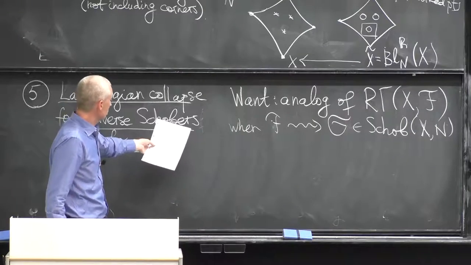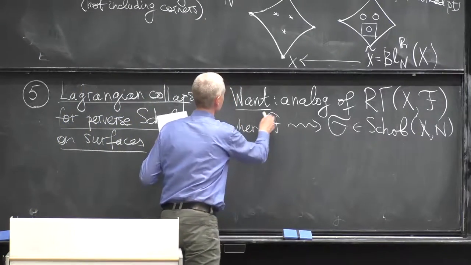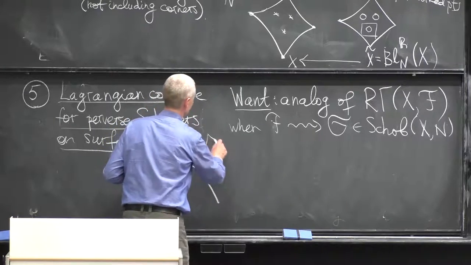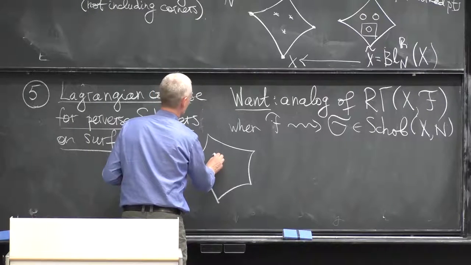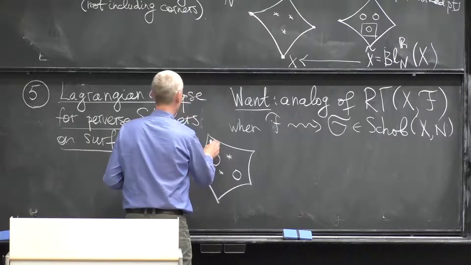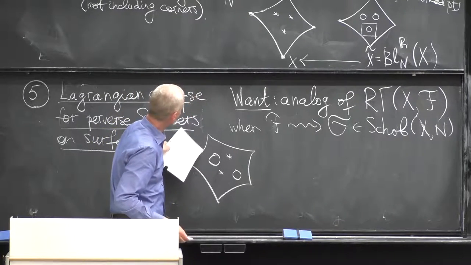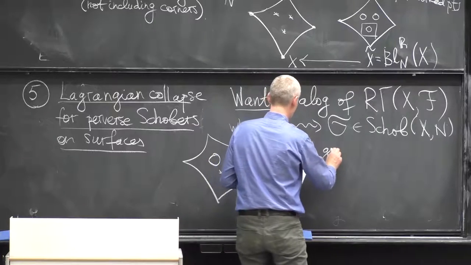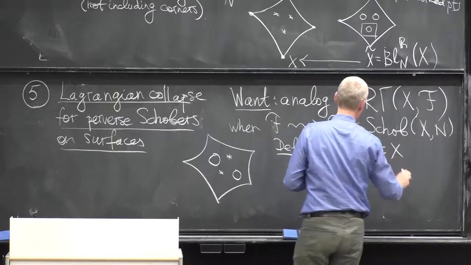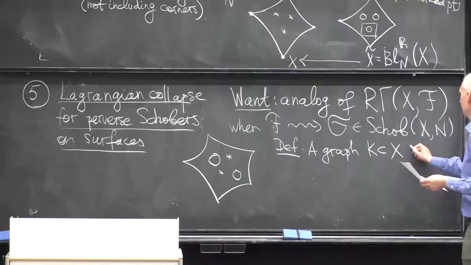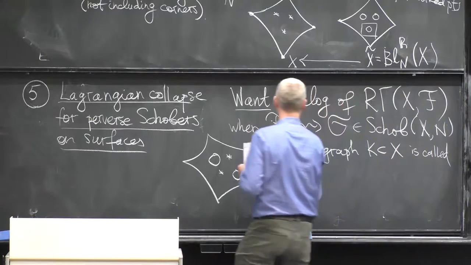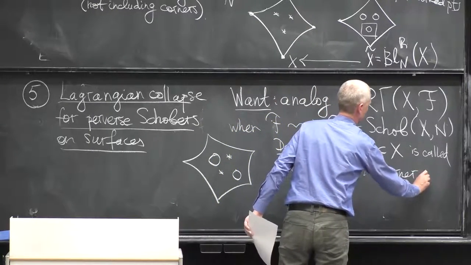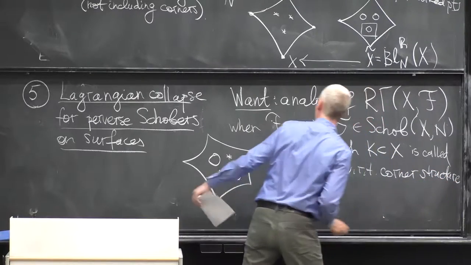So then let me recall and slightly amplify what I said at the first talk about the graph and collapse for sheaves. So we may imagine now our surface possibly with corners. And we say, so let's make a definition. A graph K inside X is called spanning with respect to the corner structure, if there are any corners.